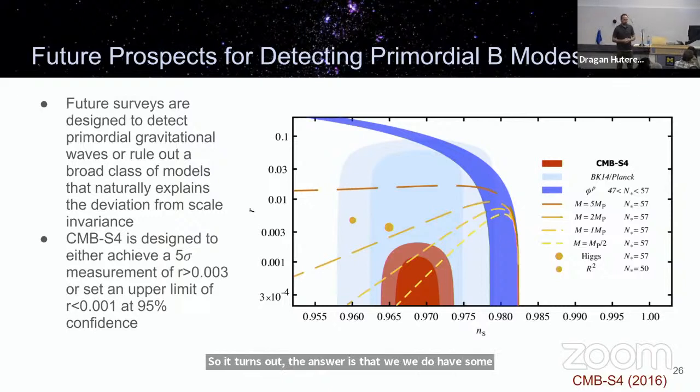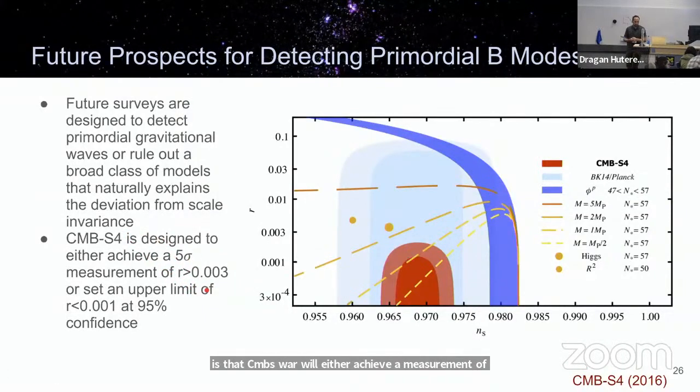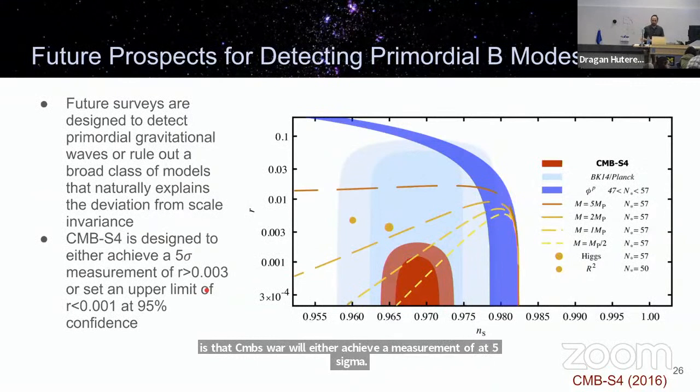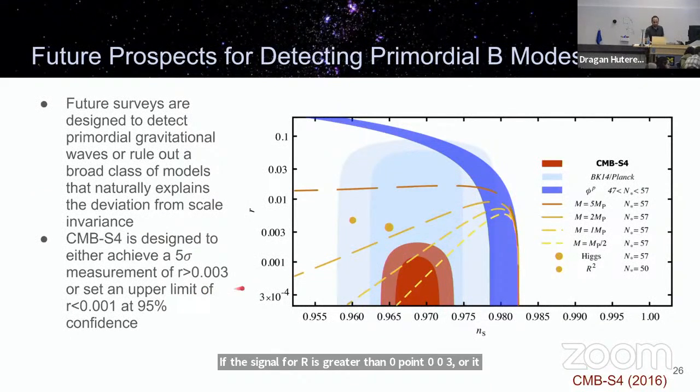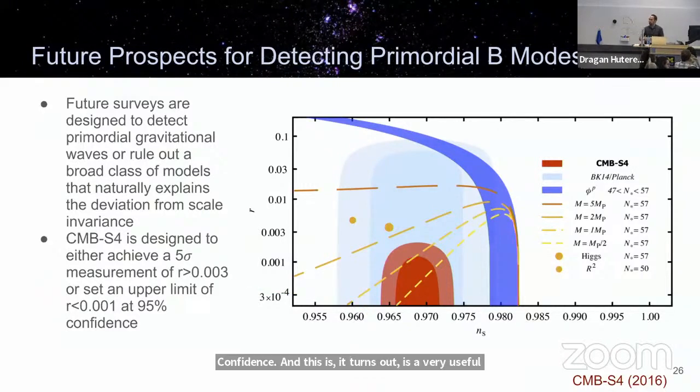So it turns out the answer is that we do have some important thresholds that will be reached with future experiments, and in particular with CMB Stage 4. So you can see here what it's anticipated to do is that CMB-S4 will either achieve a measurement at 5 sigma if the signal for r is greater than 0.003, or it will set an upper limit at 0.001 at 95% confidence.